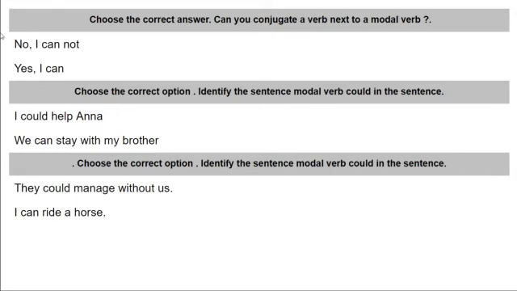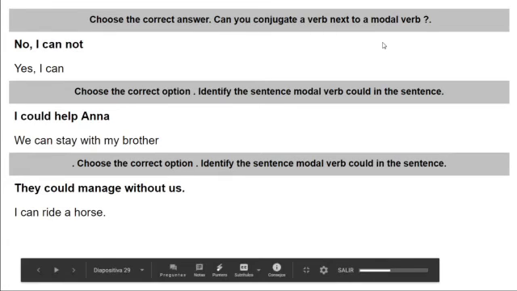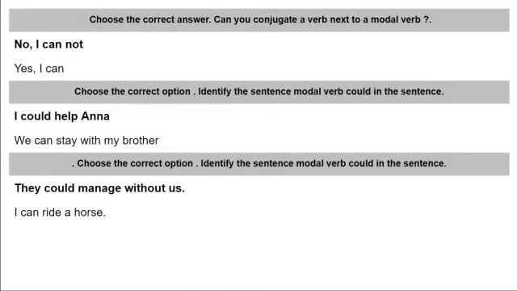No, very good. The correct answer is no, I cannot. Very good. Nosotros no podemos conjugar un verbo cuando está cerca un modal. Muy bien. Next question. Choose the correct option. Identify the sentence modal verb could in the sentence. Recuerde, en esto tenemos que ser cuidadosos. La instrucción nos pide que identifiquemos la oración con el modal could.